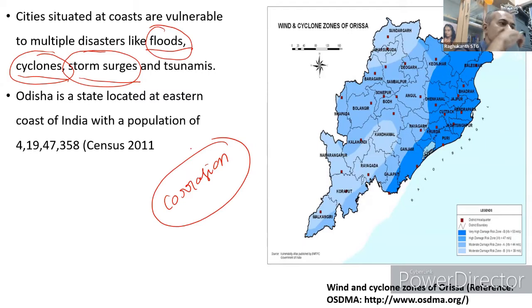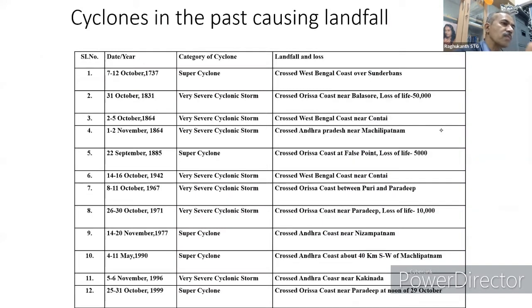And this is the population of Orissa, and you can see the wind and cyclone zones of Orissa. It is divided into some zones, the highest, I think, the seismic. So this wind zone will be near the coast, and as you go far away, the wind speed decreases also. So these are some of the cyclones in Orissa actually. Like in 1737, there was a super cyclone. Of course, you will get these details from the IMD website also. You can get all the details there.